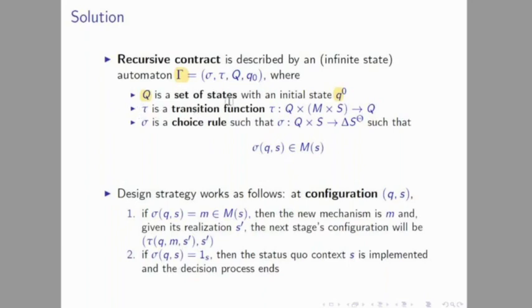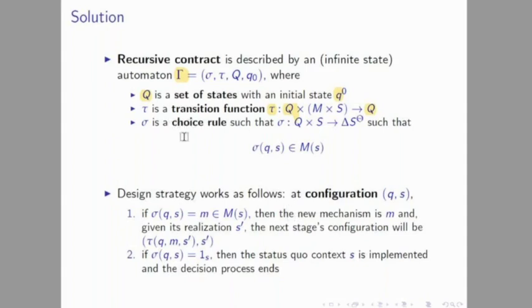Then there is a transition function, tau, that specifies, conditional on the current state, the mechanism that we just observed, and the outcome of the mechanism that materialized, another state. So it's a transition between states. As I said, this is the way that information is transferred across different scenarios where a new mechanism is designed.